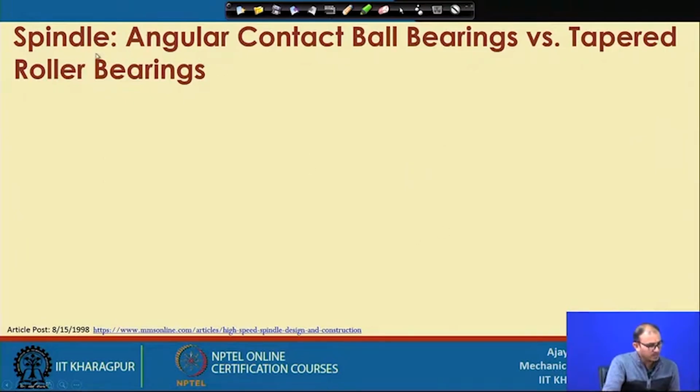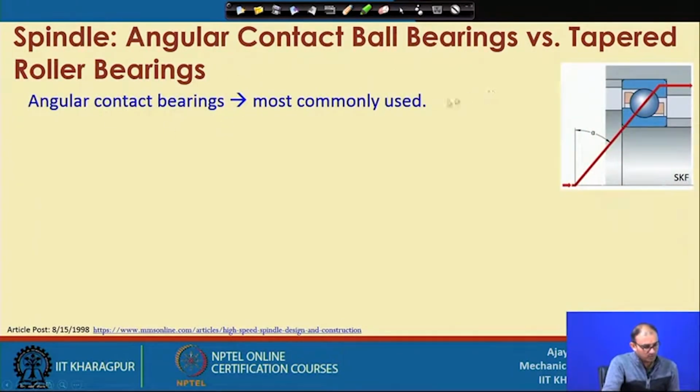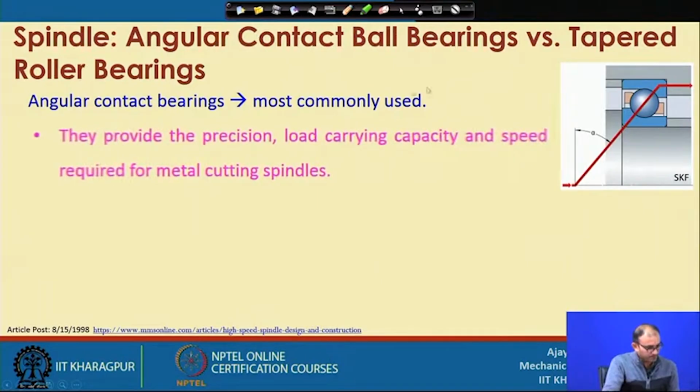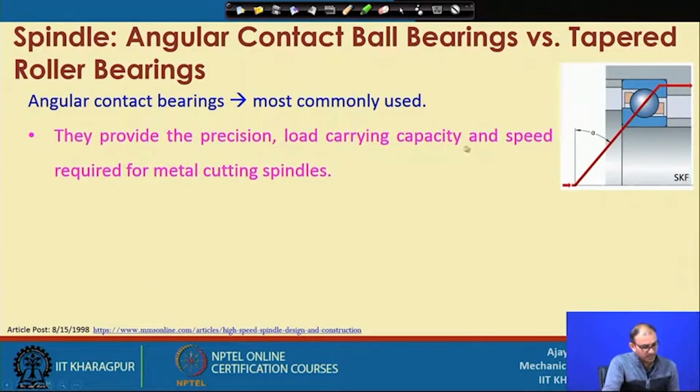Now, these are the two different types of bearings which are routinely used for high speed spindles, that is the angular contact ball bearing and the taper roller bearing. So, what is this angular contact ball bearing? This is the commonly used ball bearing, used for different applications. They provide the precision, load carrying capacity and speed required for metal cutting spindles. Why do we call it the angular contact bearing? Because this particular contact is at some angle. That alpha angle is the contact angle. So, we have seen high contact angle and low contact angle.